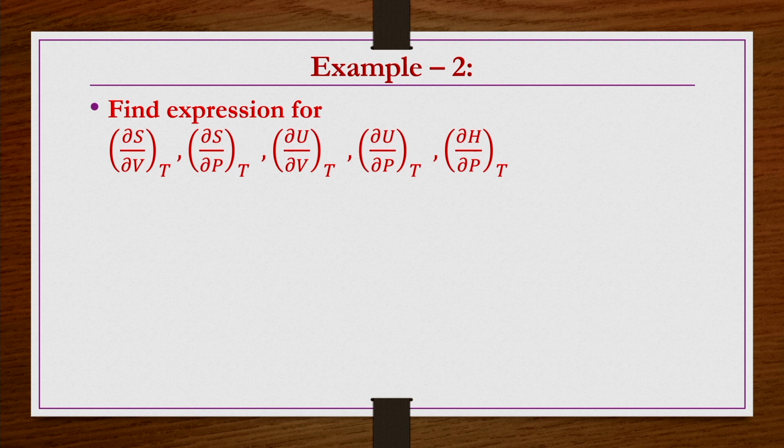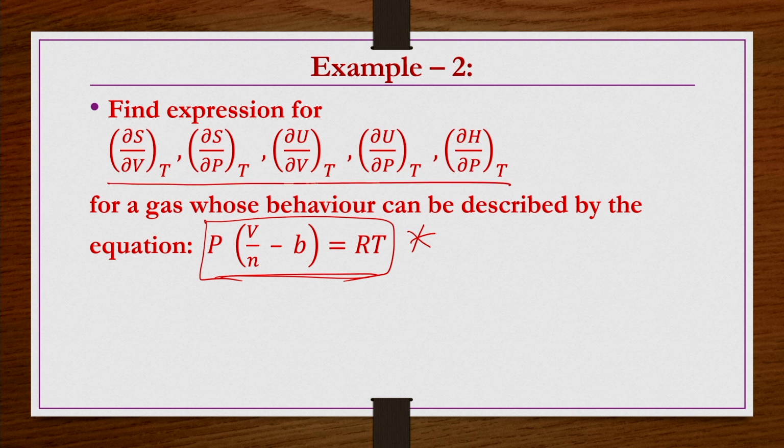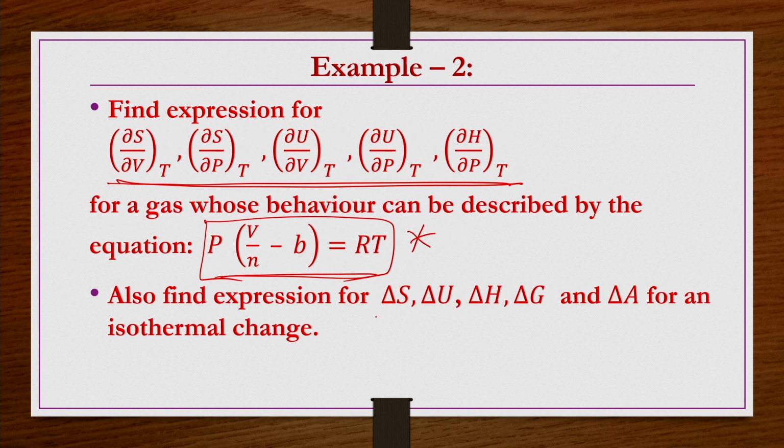Another example: find expressions for these five partial derivatives for a gas whose behavior can be described by this equation. There is a non-ideal gas whose equation of state is given by this equation. What are the corresponding expressions for these five partial derivatives? In addition, we also need to find out the absolute changes. So first we have to make use of this equation.